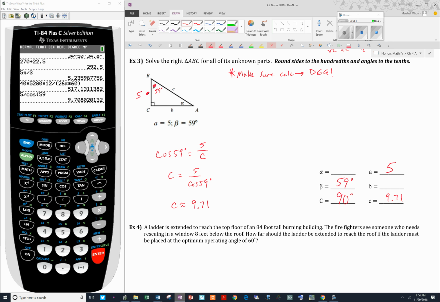All right. What is A? What is angle A? Yeah, so you can use the fact that those two are complementary. And then we'd use another trig function to find B.